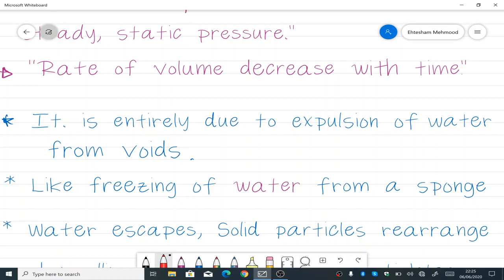If we consider the example of a sponge, I don't know why I have written freezing here, but it's just like if we have a saturated sponge that is filled with water, and if I try to compress it, we will see that all the water will move out. If I draw a small sponge here, there are a lot of pores and it contains a lot of water. If I compress it between my hands, it will compress almost like this, and all the water that was inside the sponge will move out.